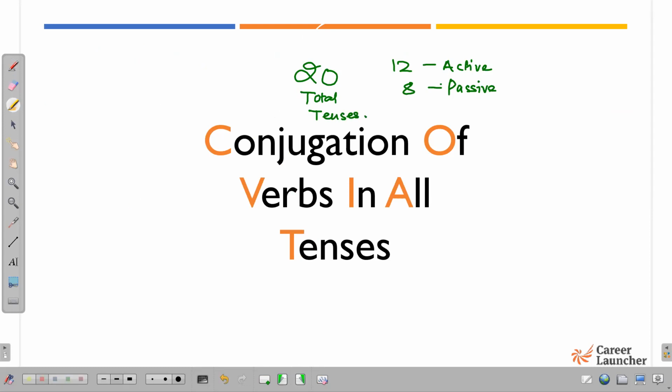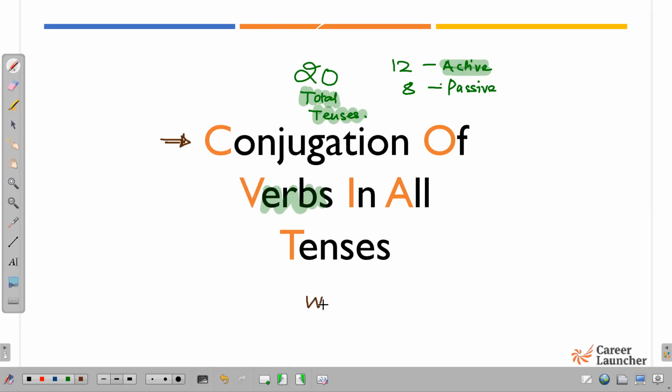And I'm sure all of them are very relevant to our competitive exams. But out of the active tenses, there are 4 that I've analyzed as being very peculiar, a very favorite of all these aptitude exams. Conjugation is what we call it when we change a verb in all of its tenses. The process is called conjugation. So we'll shortly see the conjugation of the verb.